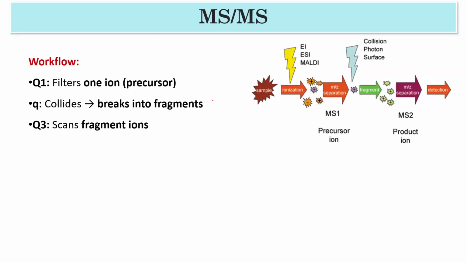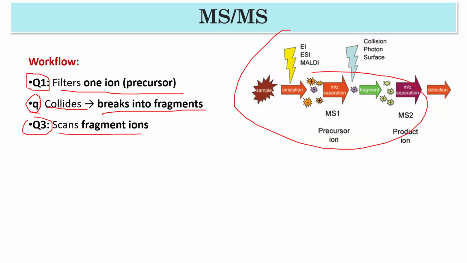So you have this MS-MS, that is just tandem. As I told, Q1 is a mass analyzer based on the quadrupole type, and Q1 will filter one ion. A small q, whenever we write it, means the collision cell. Some gas or some moiety is passed in there so that the ion will collide and break into fragments. Q3, as I told, scans the fragment ions. Same concept as I told earlier.